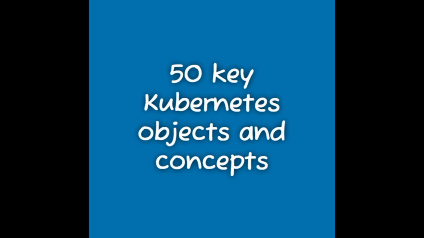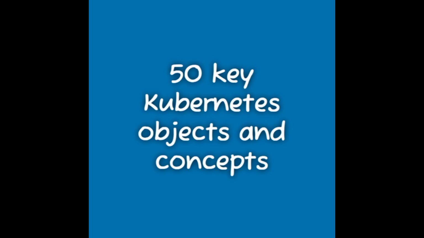Affinity/anti-affinity, controls pod placement relative to other pods or nodes. Pod disruption budget, PDB, limits how many pods can be voluntarily disrupted. Priority class, defines priority for pods in case of resource shortage.